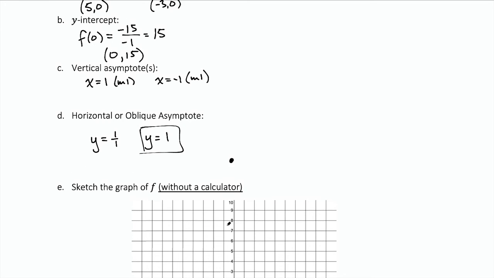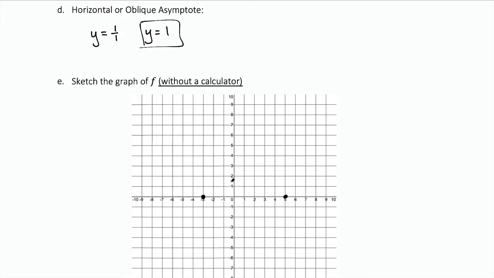In fact, let me go ahead and rescale my axis. Let's just do these by twos. So that's 2, 4, 6, 8, 10. That'll just help us a little bit on sketching.